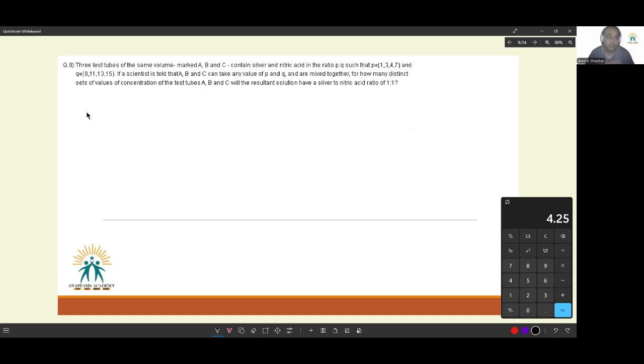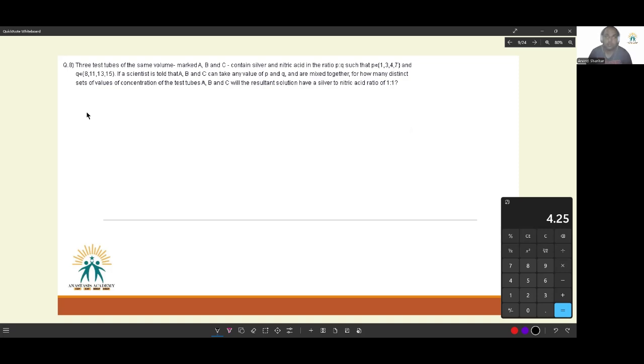Next. 3 test tubes of the same volume marked A, B, and C contain silver and nitric acid in the ratio P is to Q, such that P is one of the numbers 1, 3, 4, 7 and Q is one of the numbers 9, 11, 13, 15. If a scientist is told that A, B, C can take any value of P and Q and are mixed together, for how many distinct sets of values of concentration of test tubes A, B, and C will the resultant solution have a silver to nitric acid ratio of 1:1?